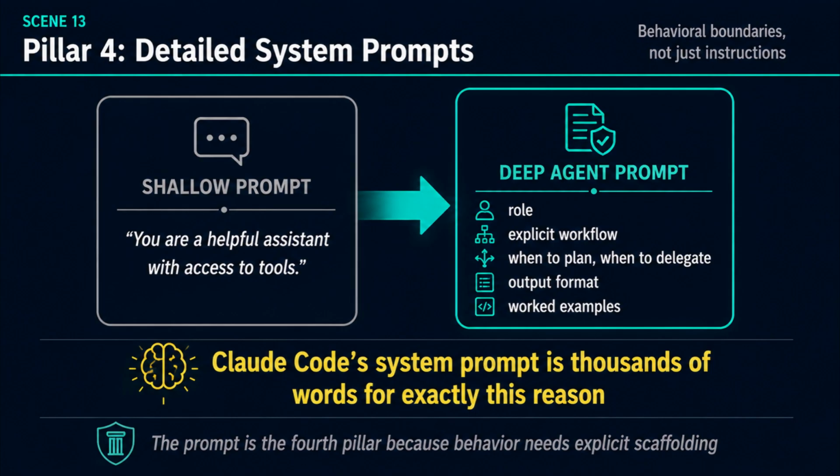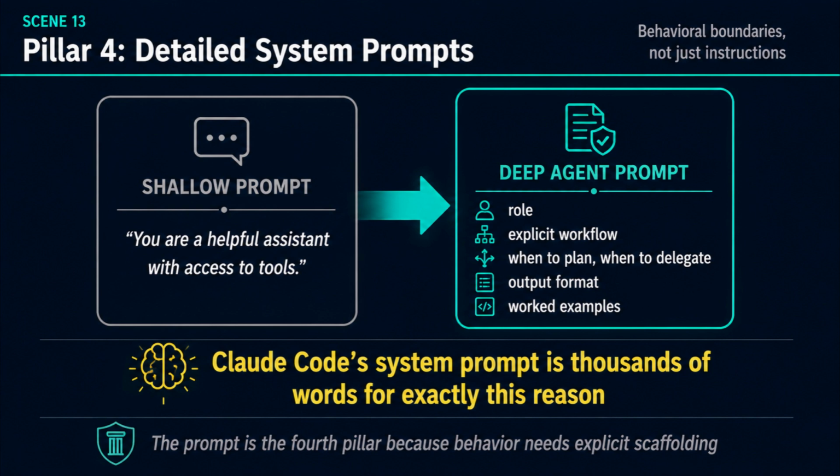The system prompt is the fourth pillar, and it's easy to underestimate because it looks like ordinary text rather than executable code, but its role is genuinely architectural. A shallow prompt says something like, "You are a helpful assistant with access to tools," vague, generic, leaving the model to improvise its own approach to planning, delegation, and formatting on every single task.